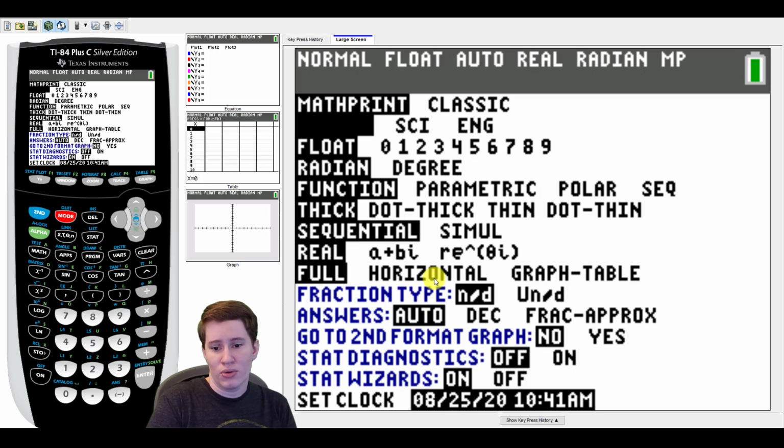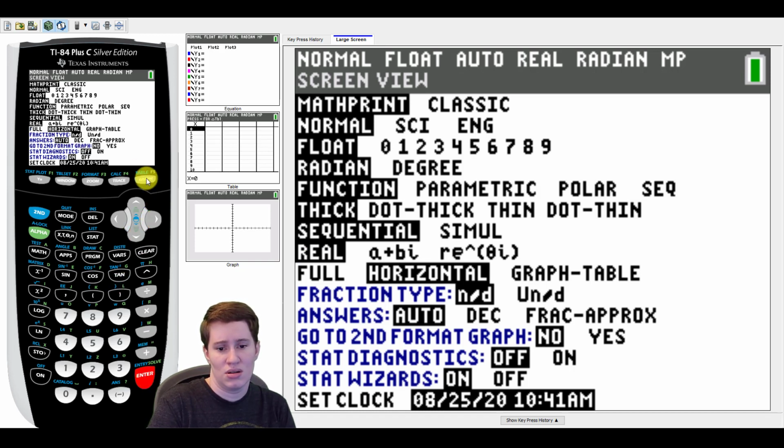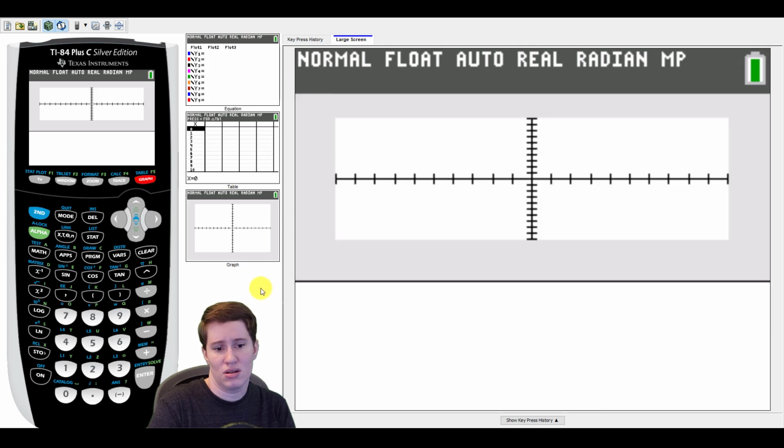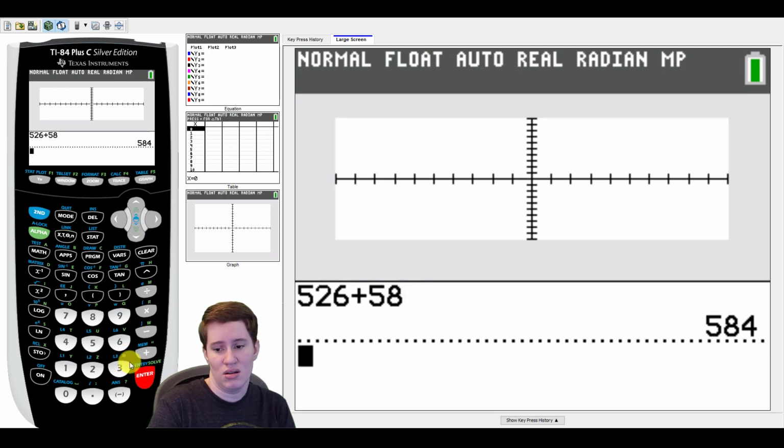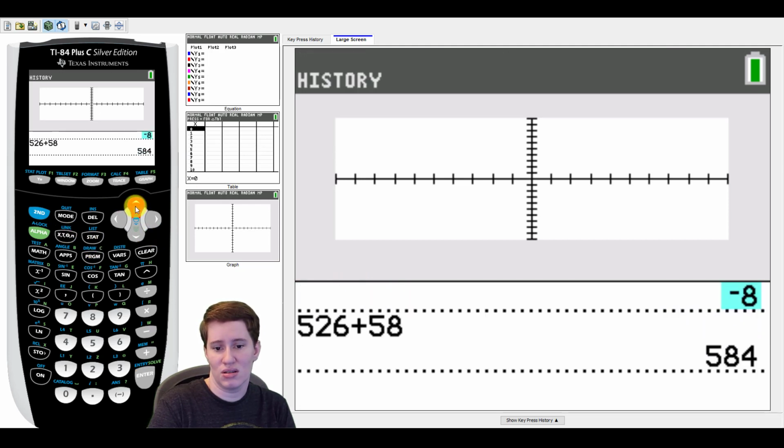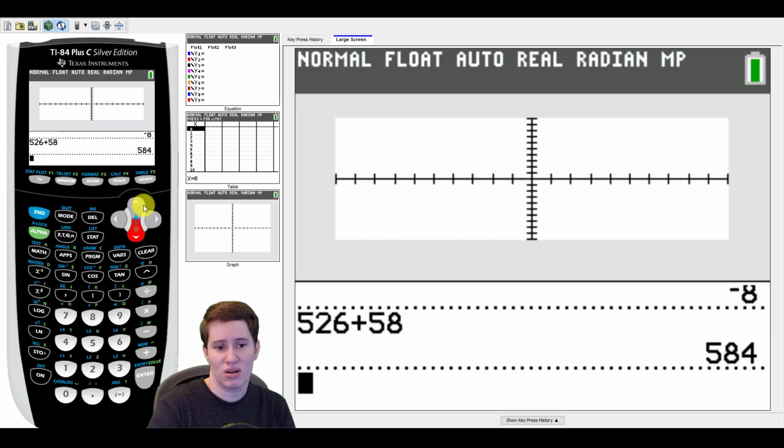So what else we have here? Full horizontal graph table. This changes what your graph setup looks like. I don't know what horizontal does. It makes it so that, well, I didn't know this was a thing. This is really handy. It makes it so your graph is up here at the top, but then you can do math down here at the bottom. That seems helpful. I wonder if you can edit the graph though, or interact with the graph.